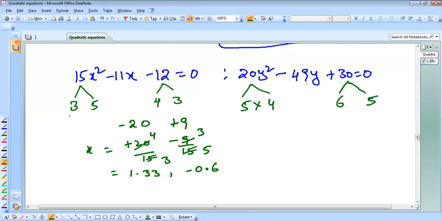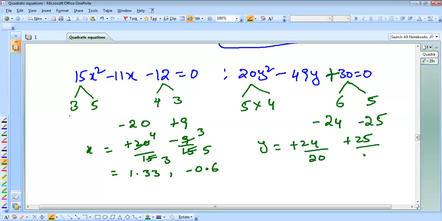By taking two factors, you require the sum as 49. Sir, why are you taking sum here? Because the constant sign is plus. 6 4s are 24. 5 5s are 25. So in total you are getting 49, minus 24 minus 25. Y value is equal to plus 24 plus 25 by 20. By 20. So here also by 20. Why? Because 20 we are writing before y square, a constant is there, that is 20. So we are writing denominator 20.